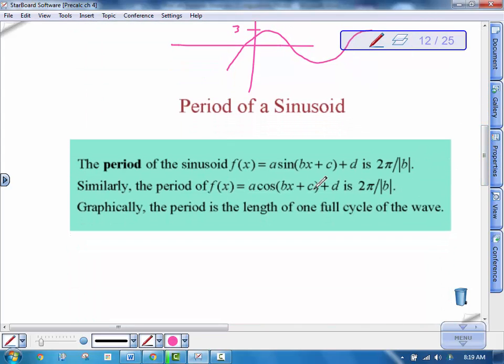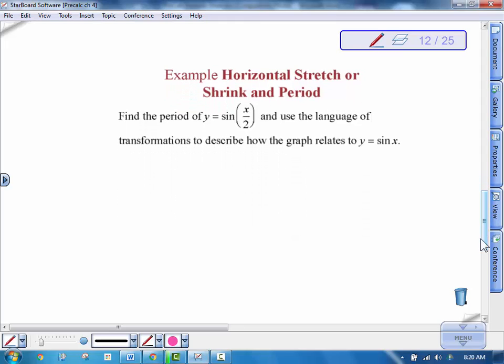All right, the period of a sine wave is always going to be 2 pi over the absolute value of b. So we won't use negative period, we'll just use positive numbers, so always use a positive b. But that's on our formula sheet, so you're not going to have to memorize that. You will have to use it though. Here's an example then. Let's find the period of this, and let's use the language of transformations to describe how it relates to the original parent function y equals sine of x.